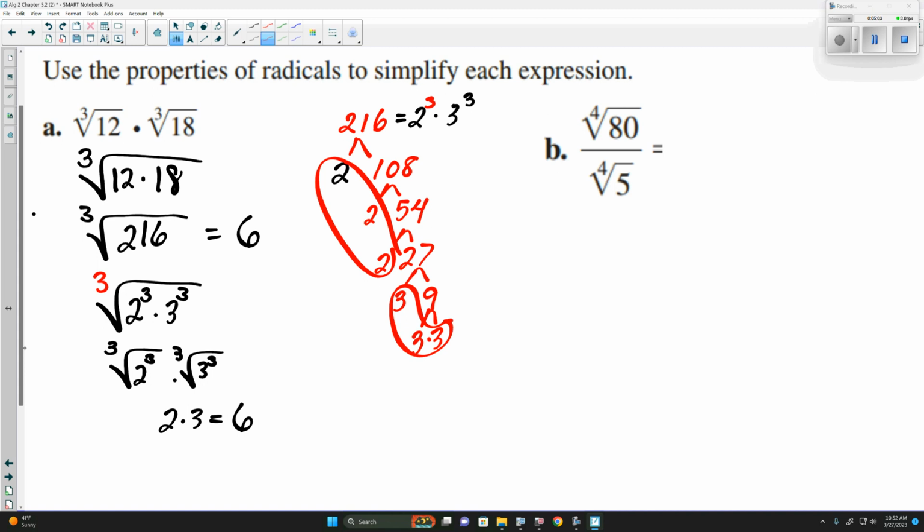Now let's look at the next one here. The fourth root of 80 divided by the fourth root of 5. Can we take the fourth root of 5? No, 5's prime. So most likely we can't take the fourth root of 80. Now will 80 divide by 5 nicely? Yeah. So what we can do is combine these into the fourth root of 80 divided by 5.